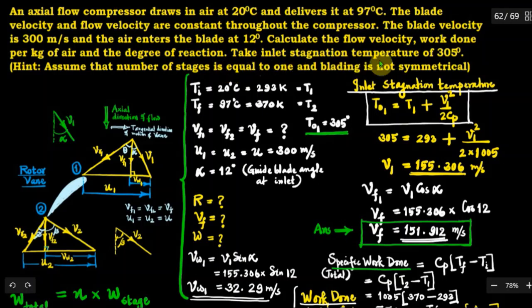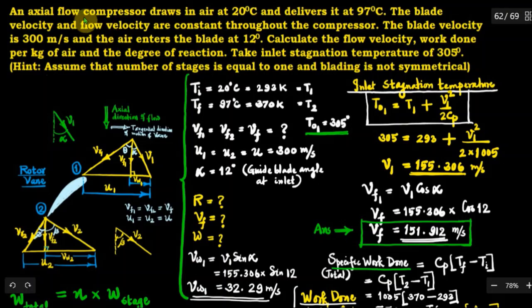Take inlet stagnation temperature of 305 Kelvin, and there is a hint given. Assume that number of stages is equal to 1 and blading is not symmetrical. This is a rare condition that number of stages is equal to 1. Usually axial flow compressors are multi-stage compressors.